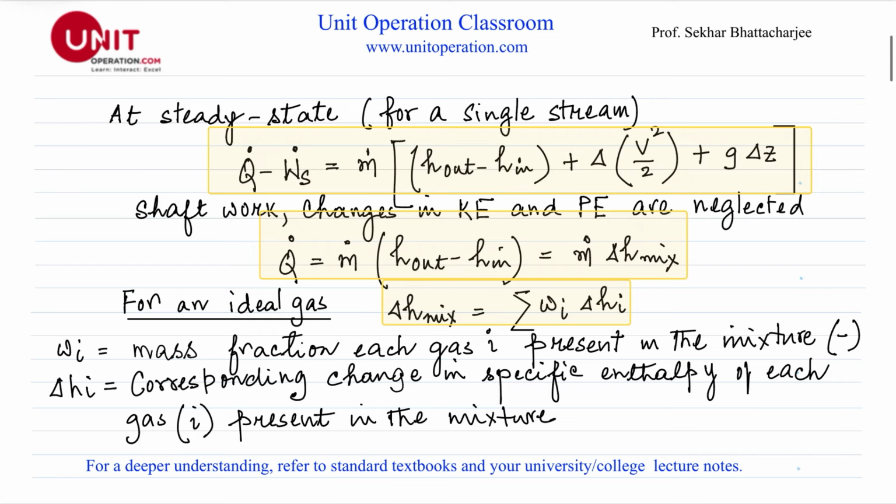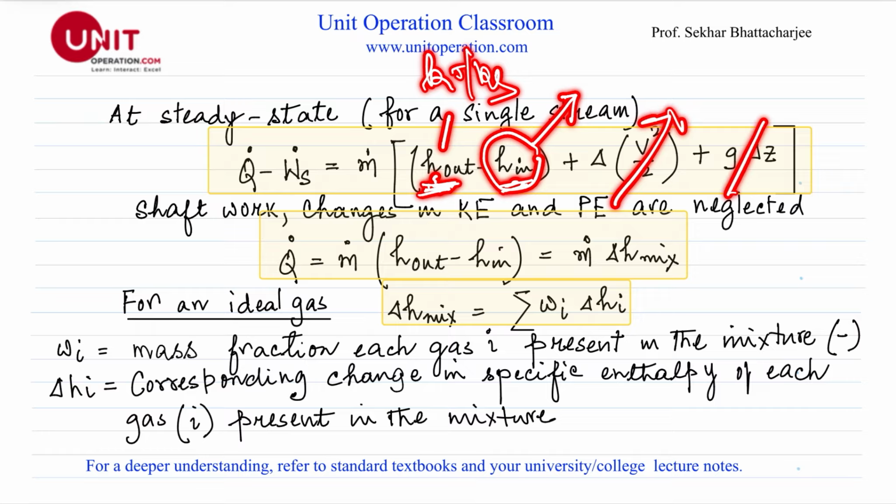At steady state, for a single stream, this is the equation. This is the rate of heat transfer, and this is the shaft work, which is for pumps and compressors, etc., which is not here, so this is equal to 0. This is the mass flow rate of the mixture, and this is the specific enthalpy of the mixture, not a single component, in terms of mass, that is kilojoule per kilogram, going out, and the specific enthalpy of the mixture coming in. This is the change in kinetic energy, and this is the change in potential energy.